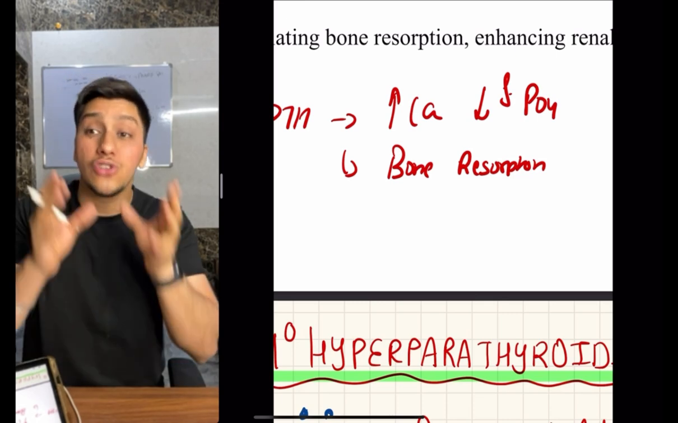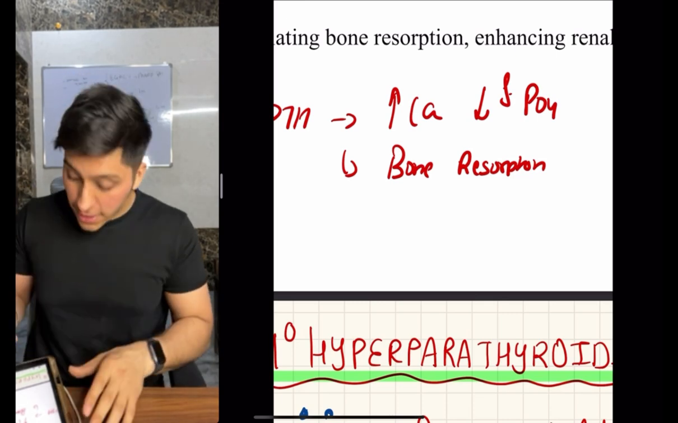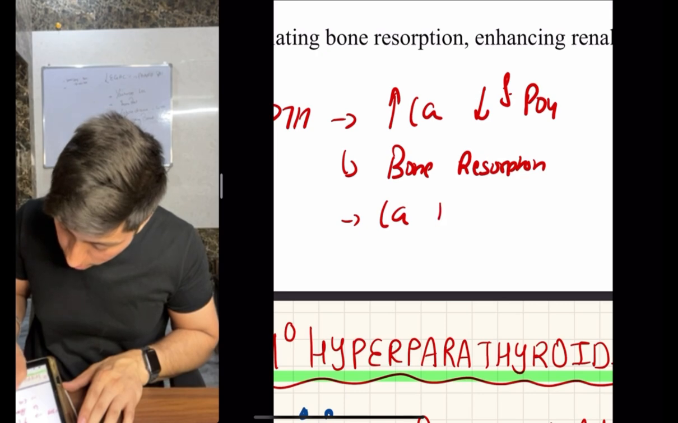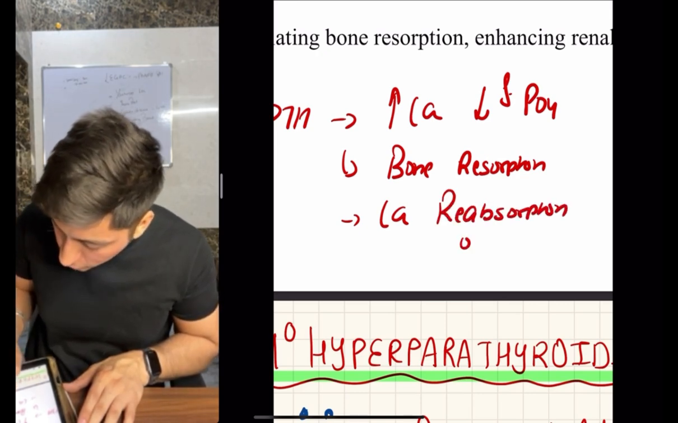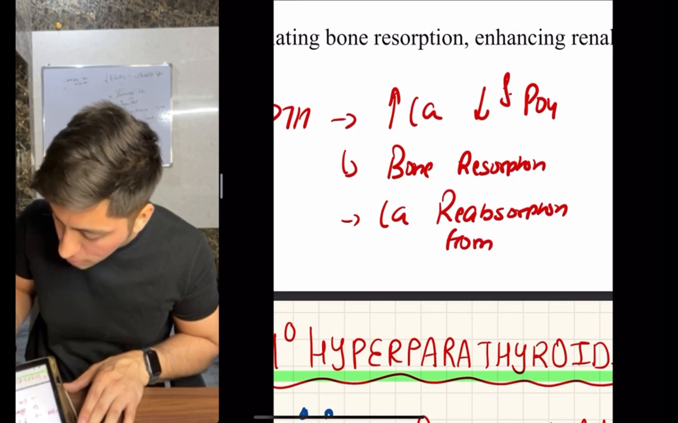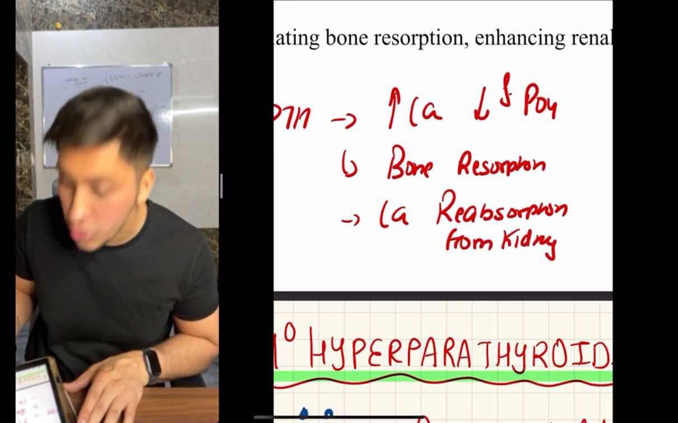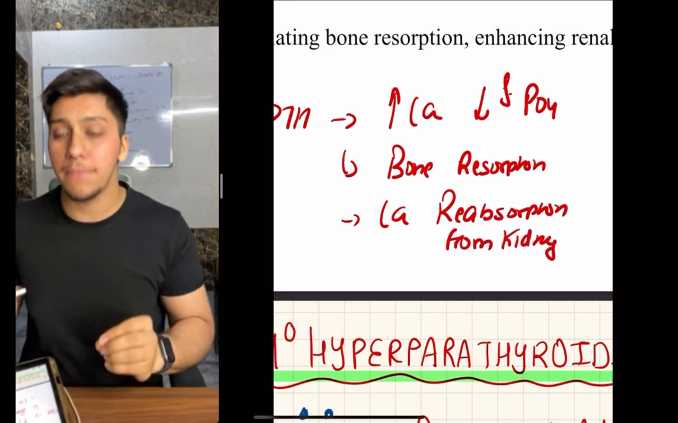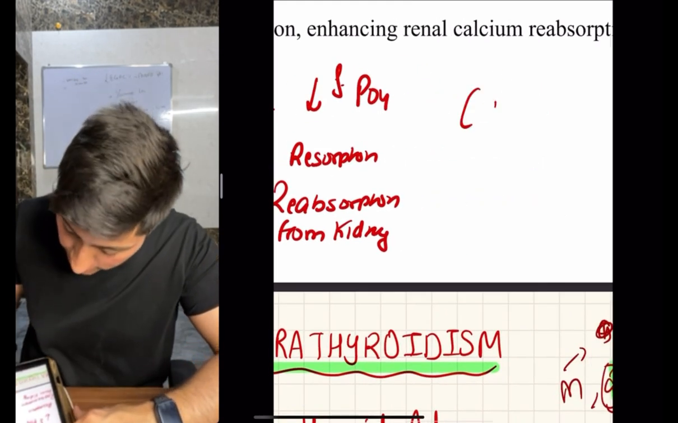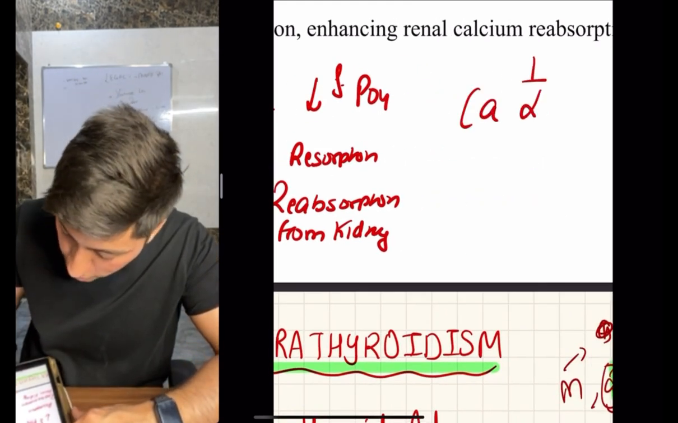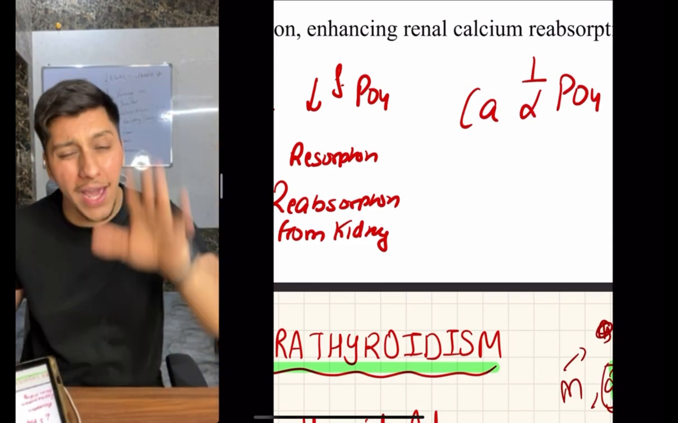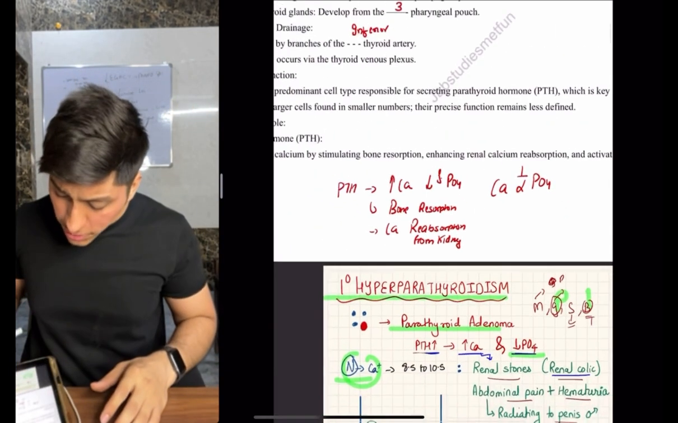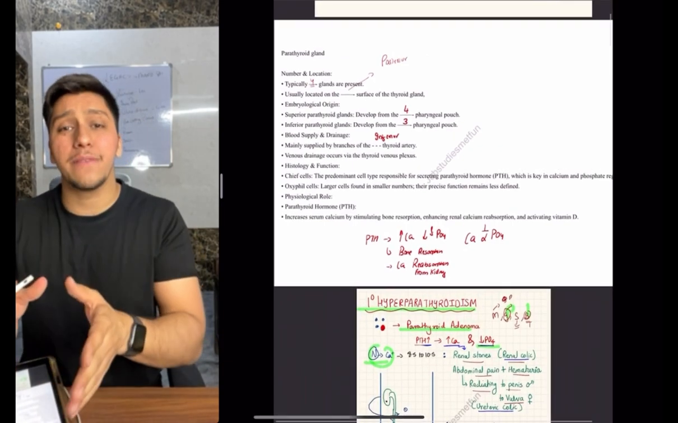And remember, resorption and reabsorption are different. It also causes calcium reabsorption, from the kidneys. That is very important that you need to know. Also remember, doctor, that calcium is inversely proportional to phosphate levels. So wherever you see calcium is elevated, the phosphate has to go down. With these basics, at least 10 marks are covered.